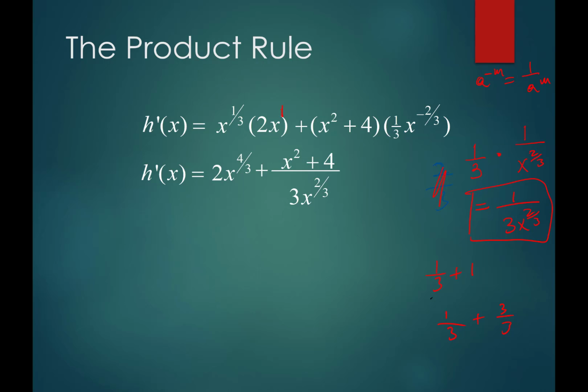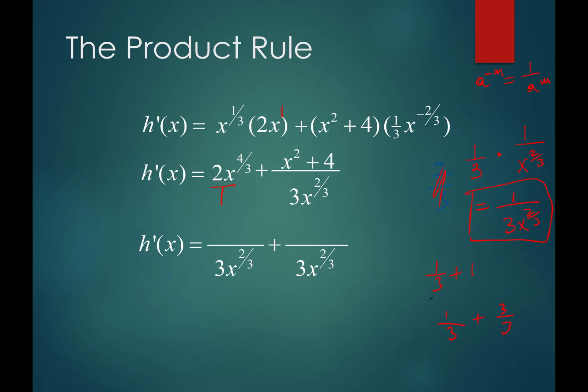Now, as a single fraction, I realize here that I have 3x to 2 over 3. So what I would have to do is get the denominators to be the same. To get the denominators to be the same, I realize that this is over 1.